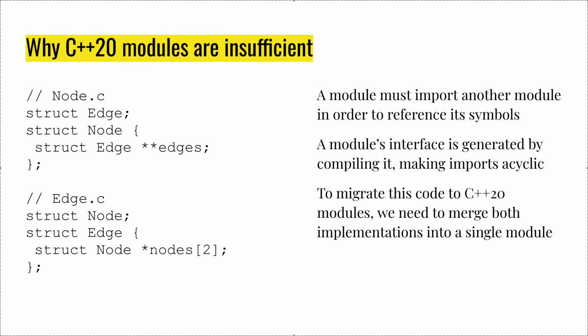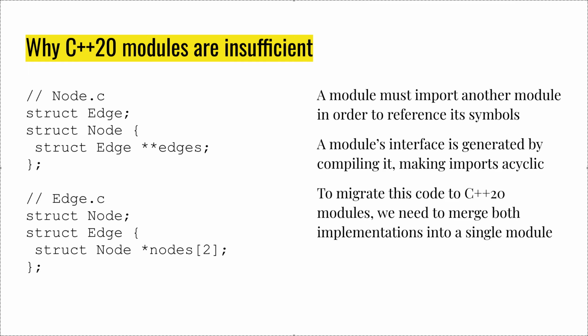Let's first start by looking at C++ 20 modules. I find them interesting because they do not allow cyclic imports. So if we look at the example on the left-hand side, struct node and struct edge depend on each other. If we migrate this code to C++ 20 modules, then both structs must be merged into the same module.